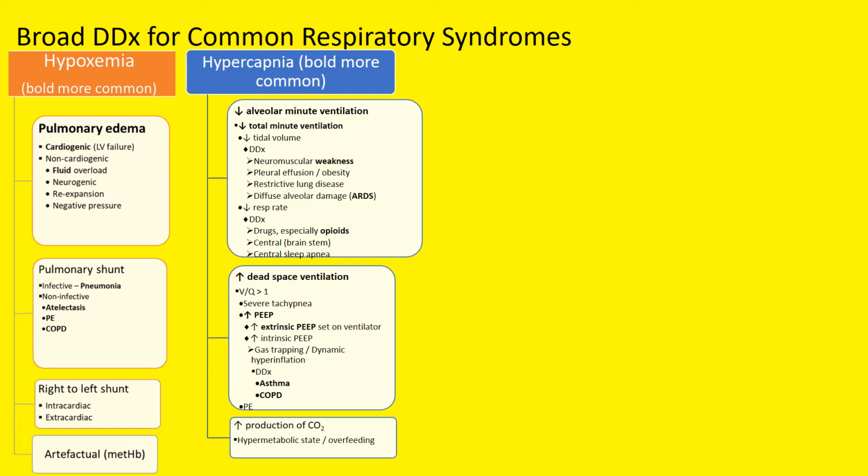Okay, or you can have a good normal minute ventilation, but the dead space ventilation is increased. So VQ mismatch with a VQ of more than 1. And here, what are the problems? You can have severe tachypnea, so very, very high respiratory rates, which are ineffectual breathing, so lots of dead space ventilation or conducting airway ventilation, or PEEP problems. So you can either have increased PEEP because of increased set PEEP or extrinsic PEEP that you have set, or intrinsic PEEP which the patient is generating, which can be because of dynamic hyperventilation from asthma, COPD, and so on.